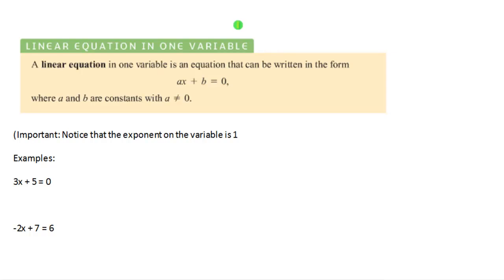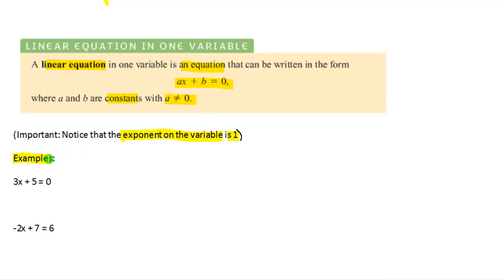In this video, we will be talking about linear equations in one variable. And let's start with the definition. A linear equation is an equation that can be written in the following form: ax plus b equals 0, where a and b are constants, or that's another name for numbers, and a is not 0. And one of the things that I want you to notice about linear equations is that the exponent on the variable x is 1.